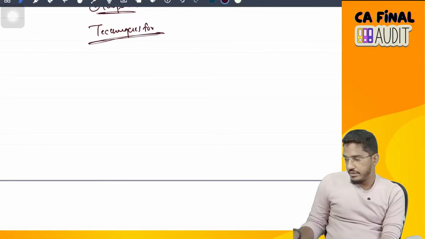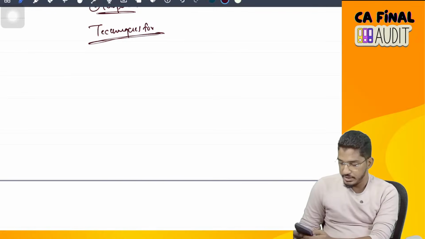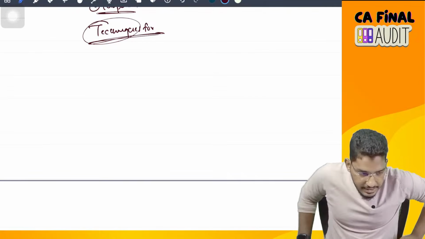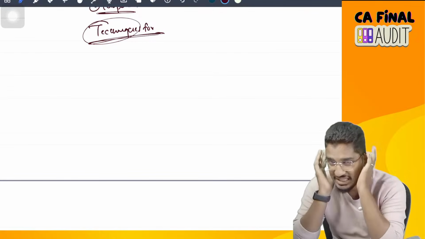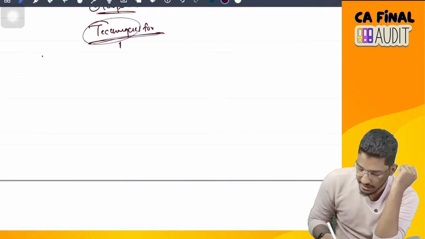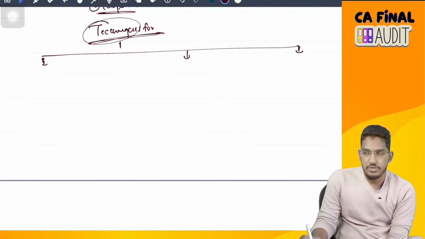So if you want to evaluate the internal control, if you want to analyze the internal control, right, so if you want to evaluate whether internal controls in the client's organization are working effectively or not, in order to do that evaluation, we have 3 techniques available. So we have 3 techniques available for evaluation of internal controls.